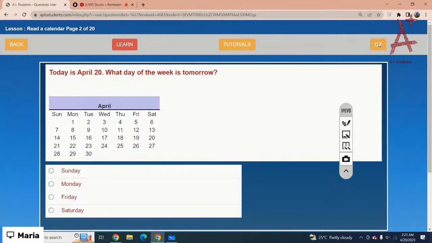Today is April 20. What day of the week is tomorrow? So go to April 20. Here you have April 20. Got it? You need to see what day is tomorrow. So tomorrow you have Sunday. Got it? Tomorrow you have 21 April and the day on 21st April is Sunday. Right. Next day of the 20 is 21 and it would be Sunday. Got it? The correct option is Sunday.